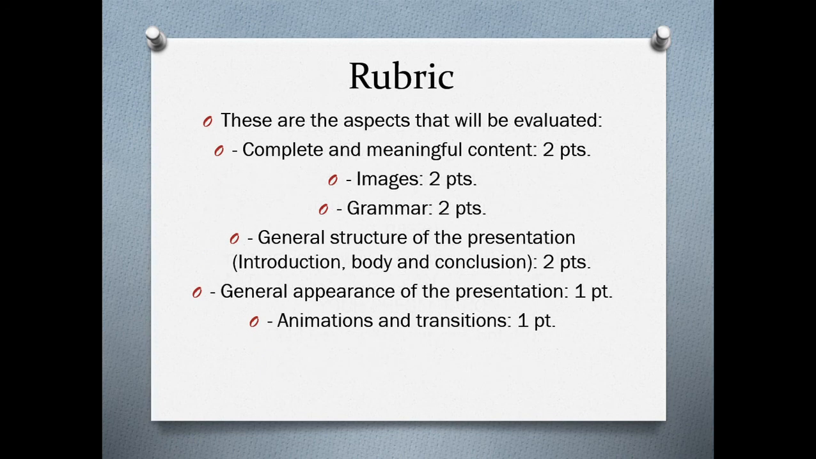Okay, and now let's go with the rubric for evaluation. Completing meaningful content, that will have 2 points. Images, 2 points. Grammar, 2 points. General instruction of the presentation, introduction, body, and conclusion, 2 points. General appearance of the presentation, 1 point, and lastly, animations and transitions, 1 point.